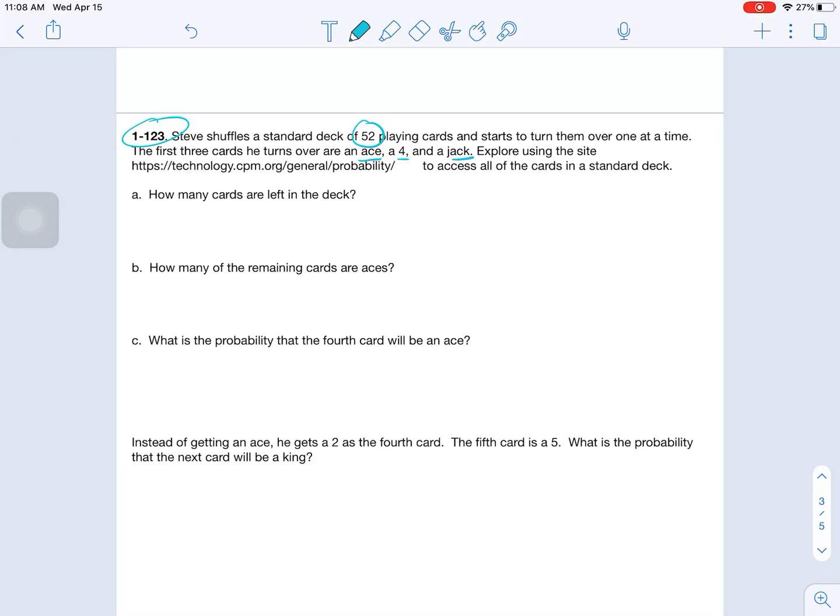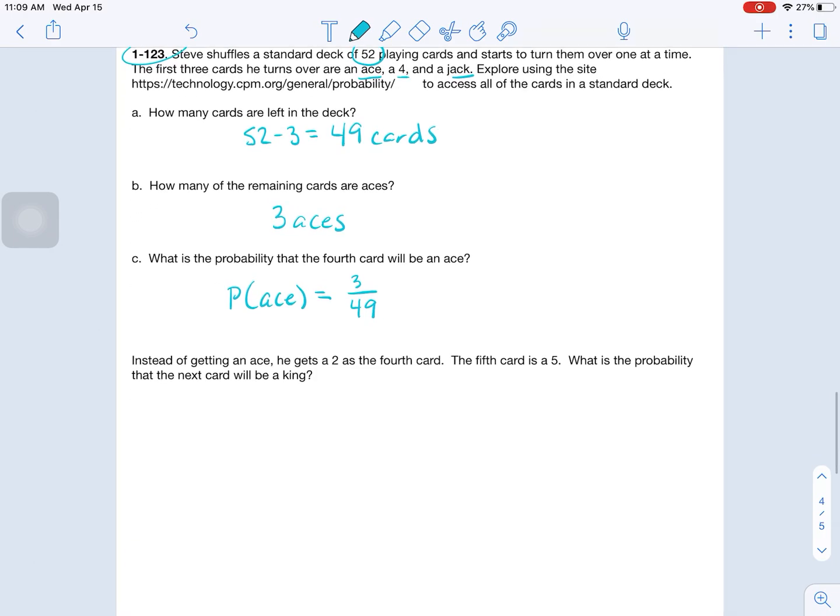So if there's 52 cards and he took 3 of them out, how many cards are going to be left in the deck? Yep, you're just going to do 52 minus 3, and that's going to give you 49 cards. Good job. How many of the remaining cards are aces? So one of those cards was an ace, and if there's 4 of every card, there's only going to be 3 aces left. Okay, what is the probability that the 4th card will be an ace? So the probability that he's going to pick an ace at that point, there's only 3 of them left, and there's not 52 cards anymore. He took 3 of them out. There's only 49, so my probability is going to be 3 over 49.